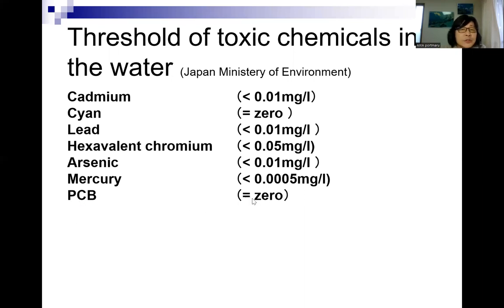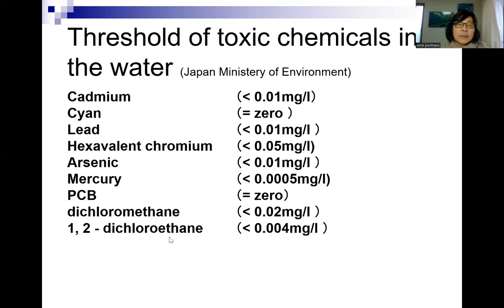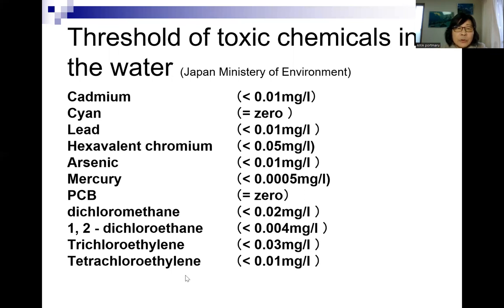PCB must not be detected, equals zero. If it is detected, it is very serious. Dichloromethane, less than 0.02 milligram per liter. 1,2-dichloroethane, less than 0.004 milligram per liter. Trichloroethylene, less than 0.03 milligram per liter. Tetrachloroethylene, less than 0.01 milligram per liter. And benzene is also very toxic, less than 0.01 milligram per liter.